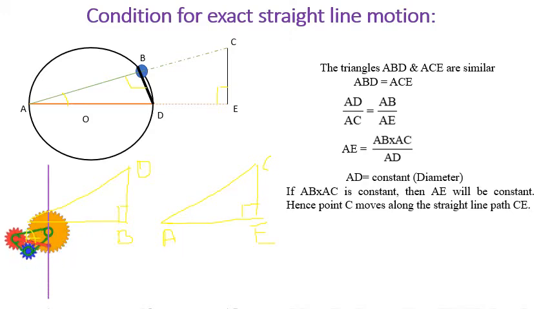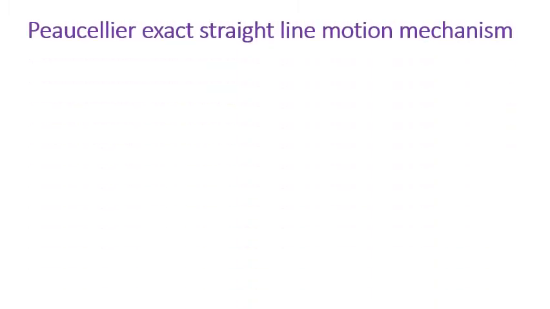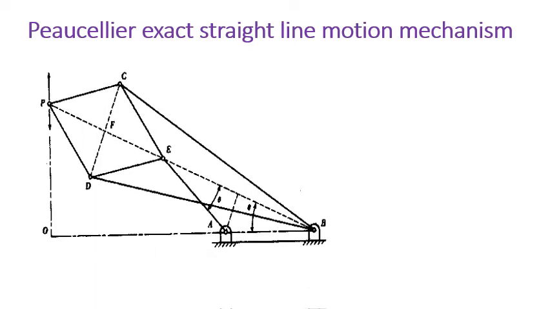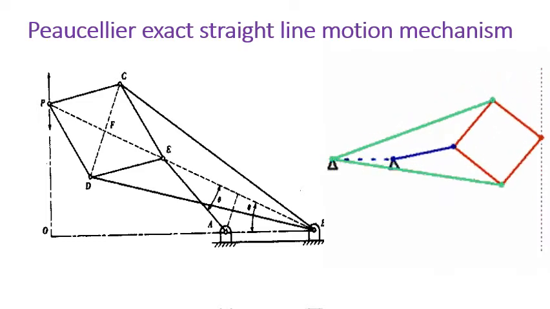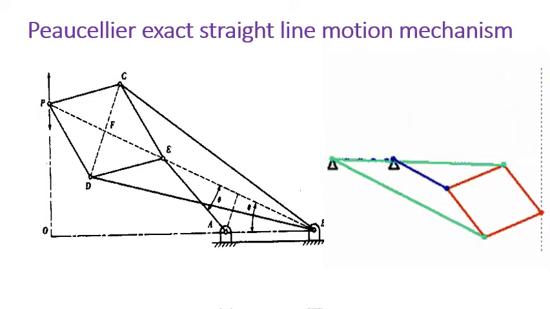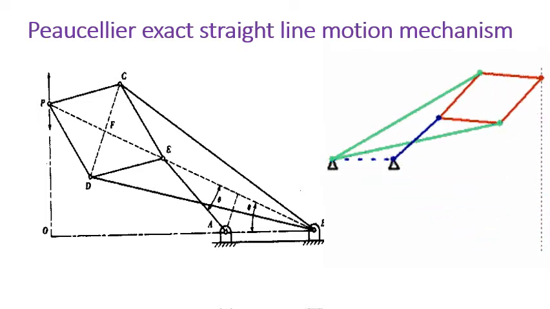So the first one, under exact straight line motion mechanism, which is prescribed in the VTU syllabus, is the Peaucellier exact straight line motion mechanism. This is a very important type of exact straight line motion mechanism.